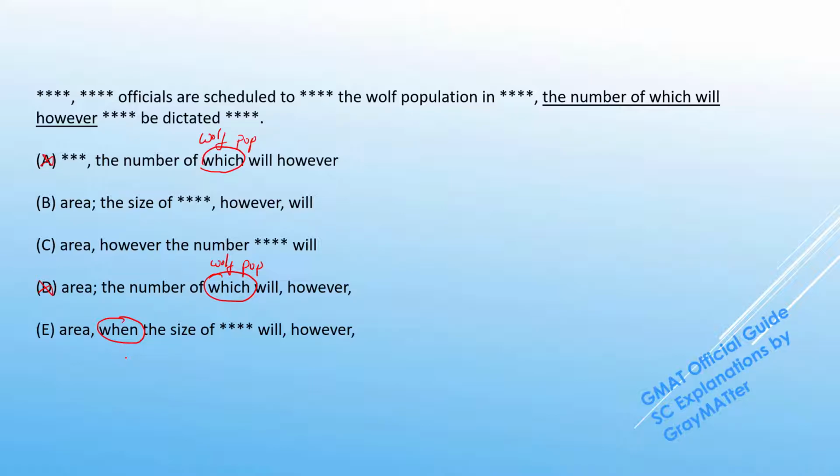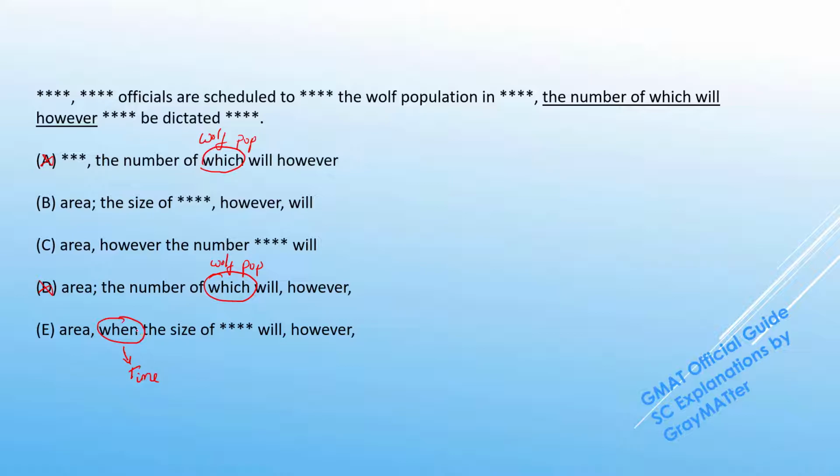Now in E, we have the pronoun when. See, when is a pronoun of time. But if we notice the phrase in front of it, we have the population in a designated area, and population is an entity, whereas an area is a place. So the usage of the pronoun when is inappropriate.